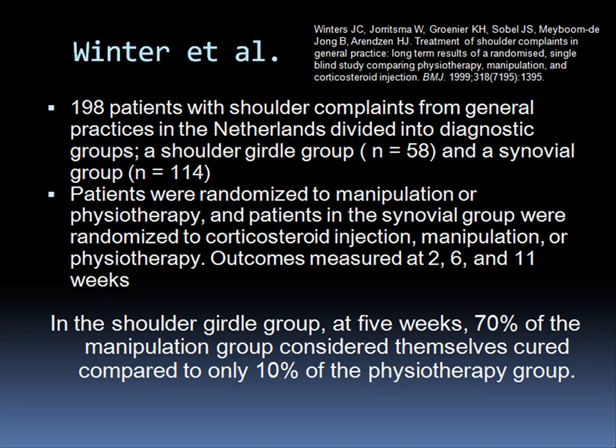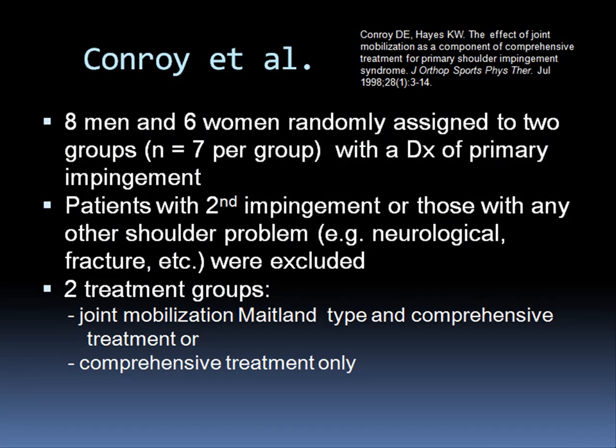In the following slides, you'll see some of the studies upon which the team made their recommendations. You can see, for example, in the Winter et al. study at 5 weeks, 70% of the manipulation group considered themselves cured compared to only 10% of the physiotherapy group. In the Conroy study, there were improvements in a mobilization group compared to a comprehensive treatment group that received stretching, exercise, and soft tissue mobilization.